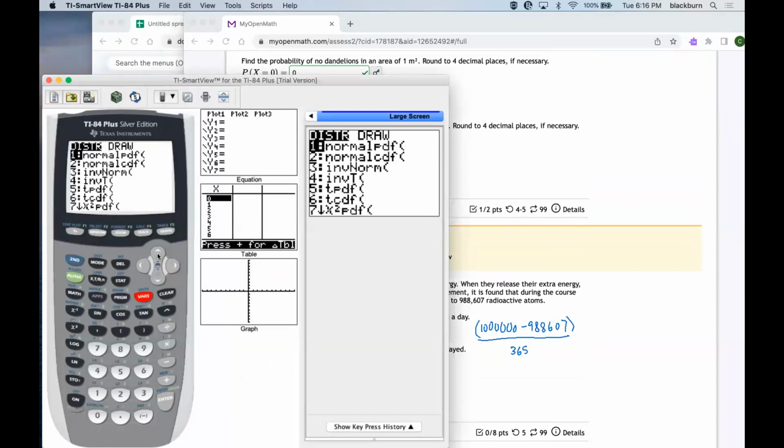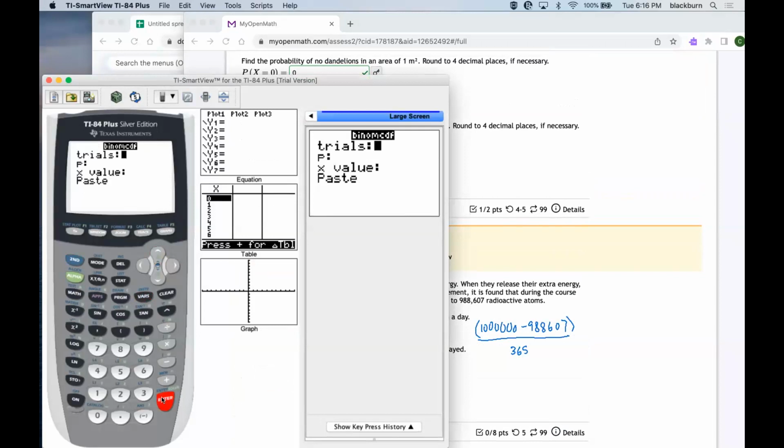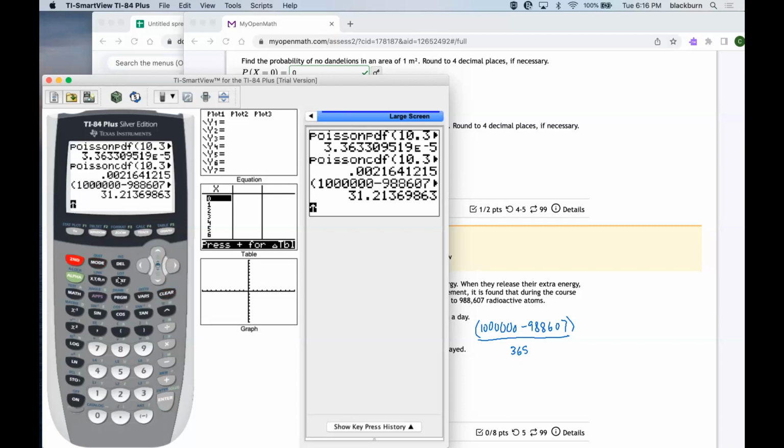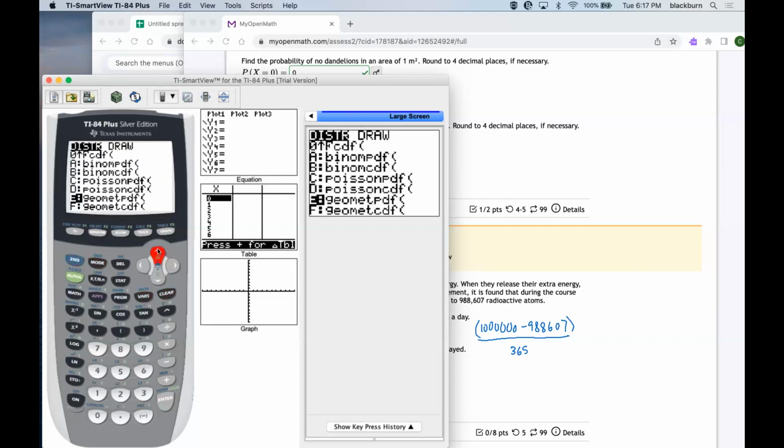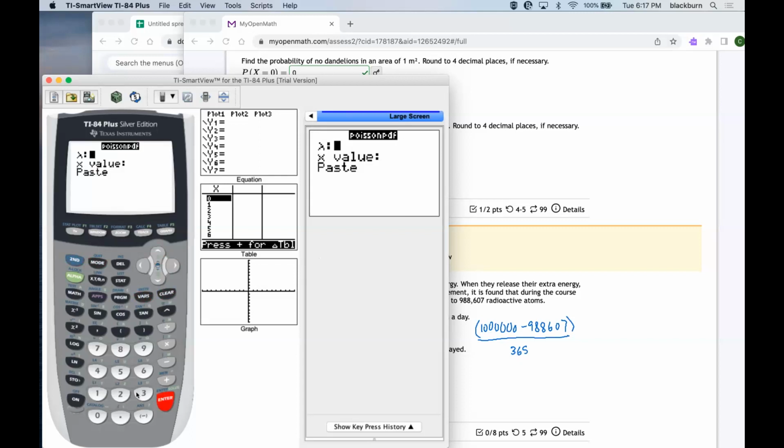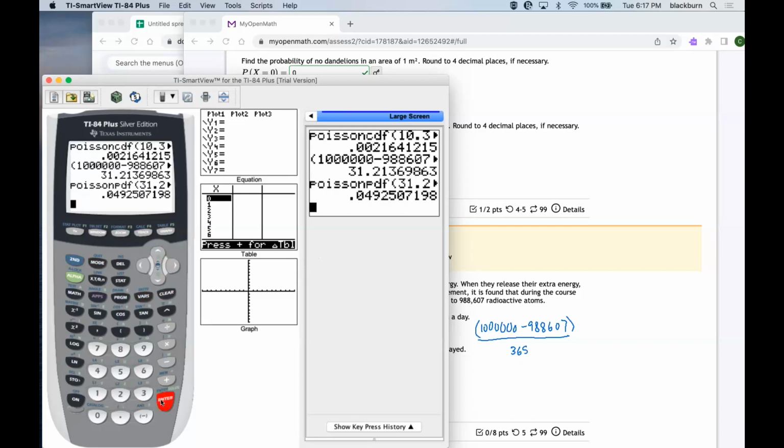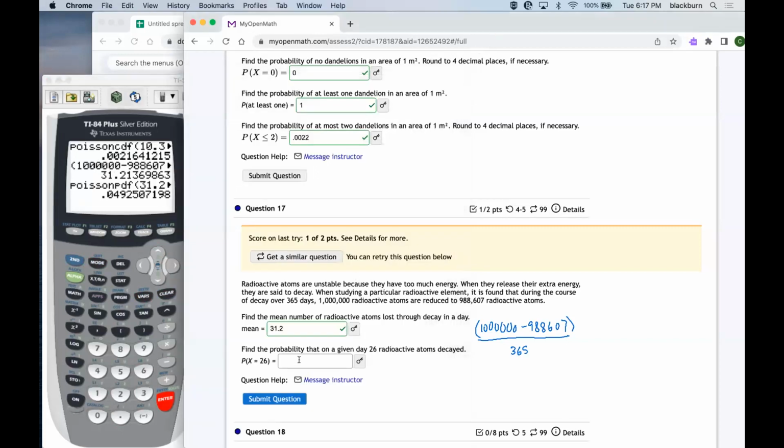So second distribution, go up to Poisson PDF. Oh, I went too far. Quit. So Poisson PDF. The mean was 31.2. We want to find out what's the probability that 26 decayed on a given day. So then we get 0.0493.